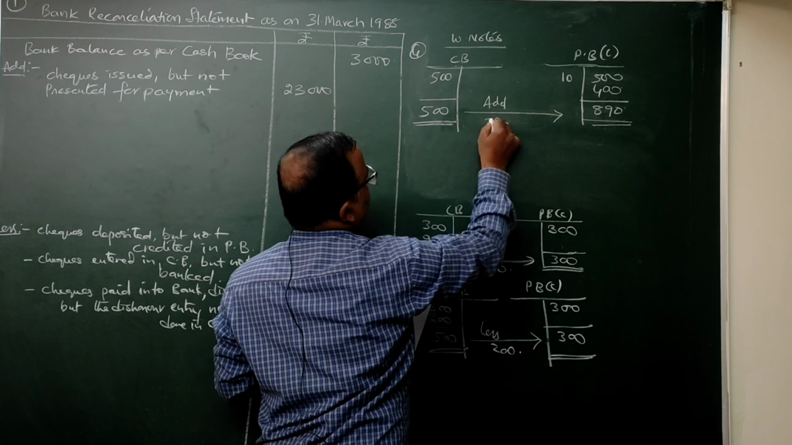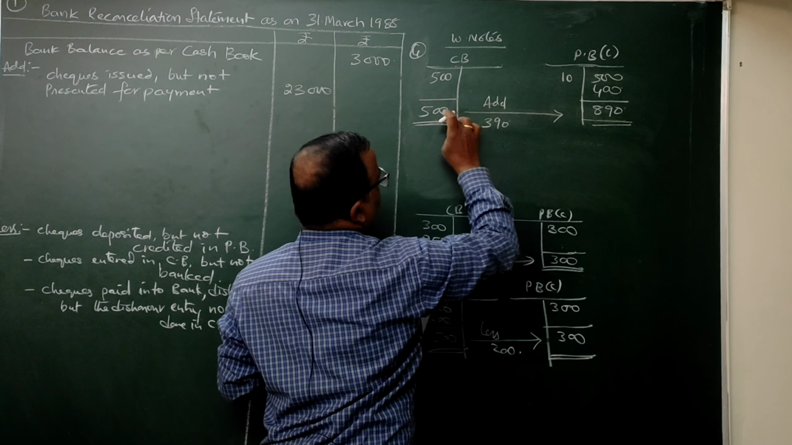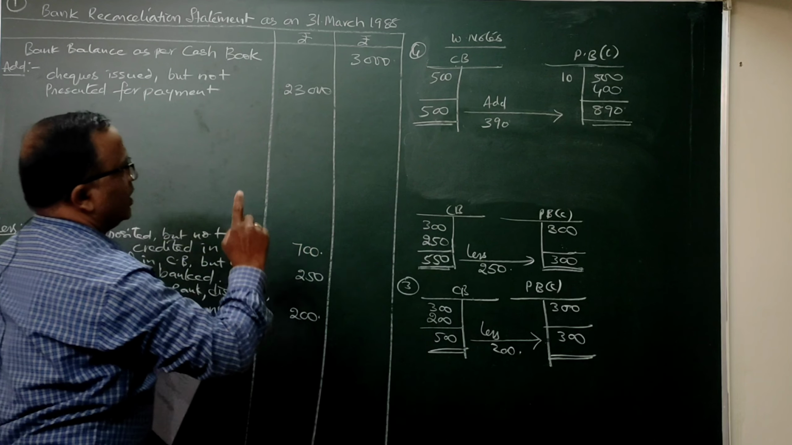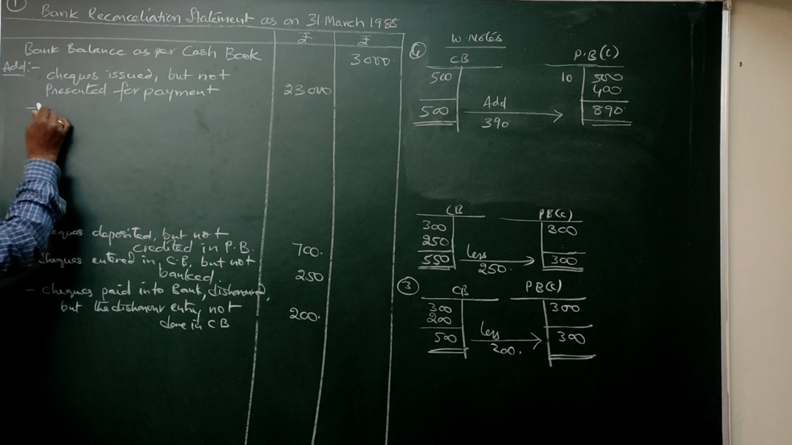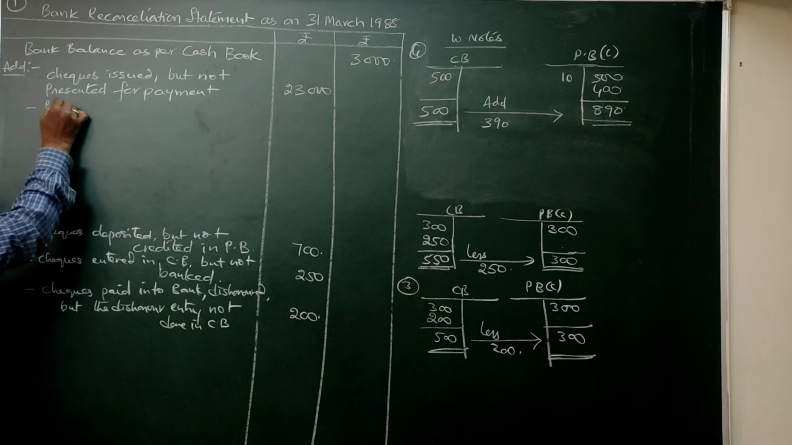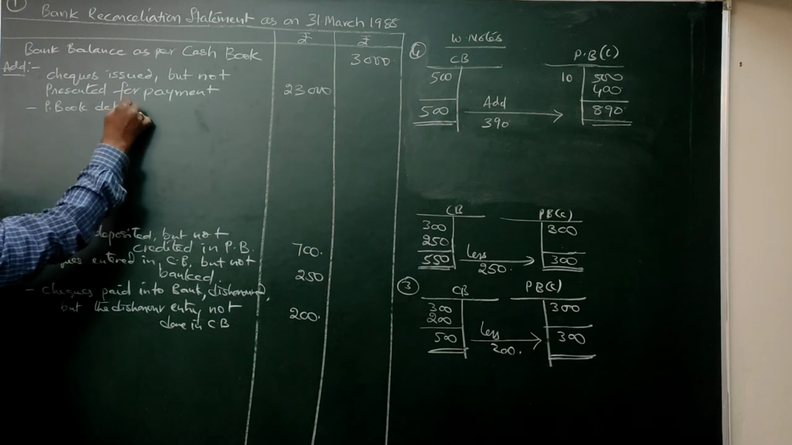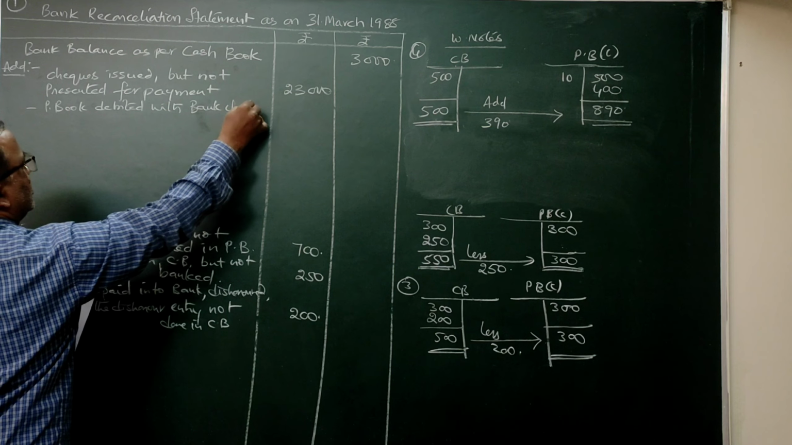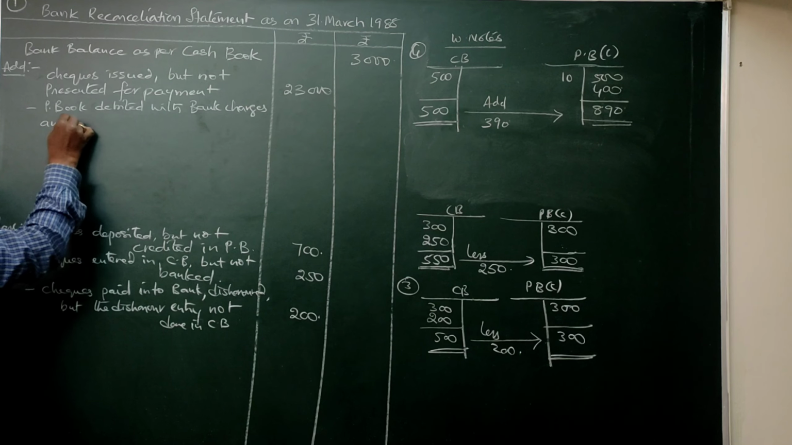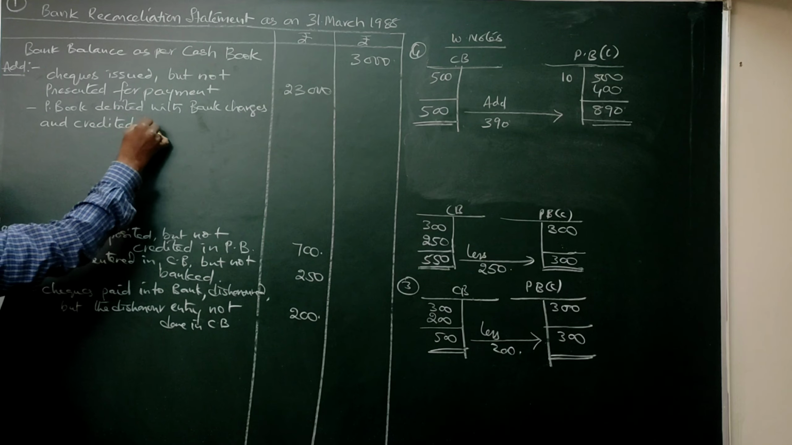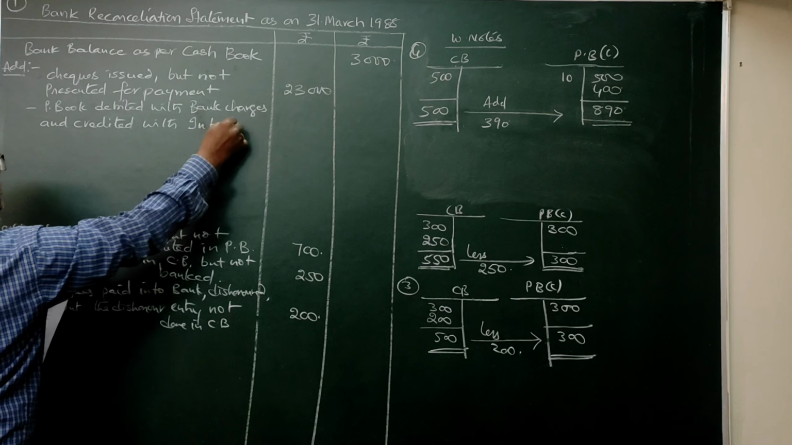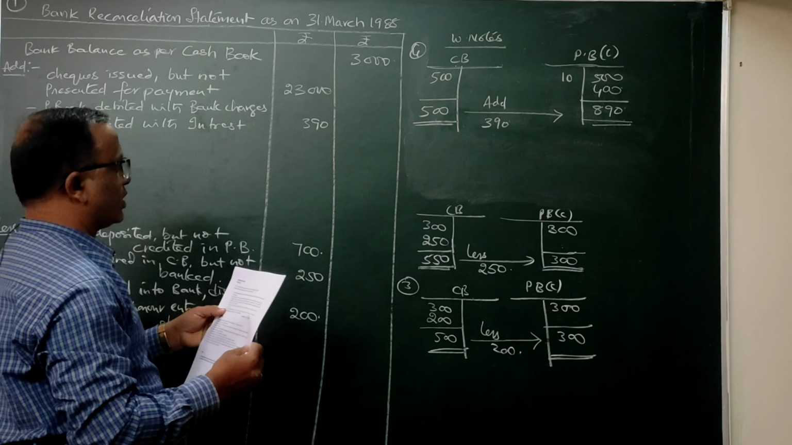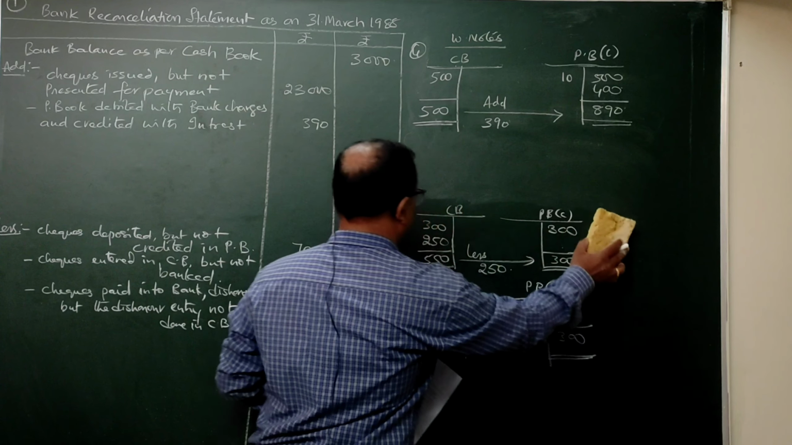390. Okay, 890 minus 500 is 390. If you add 390, then it will become 890. So below, add there. For the passbook, you can write like this: passbook debited with bank charges and credited with interest. So 390.